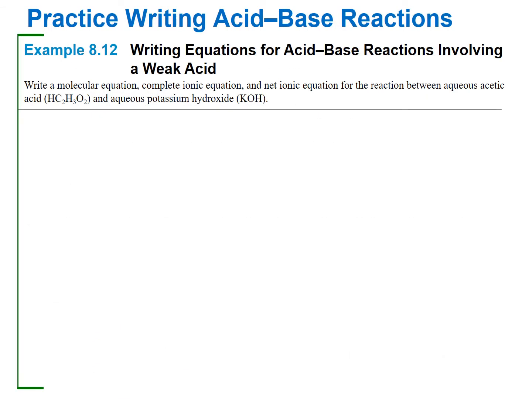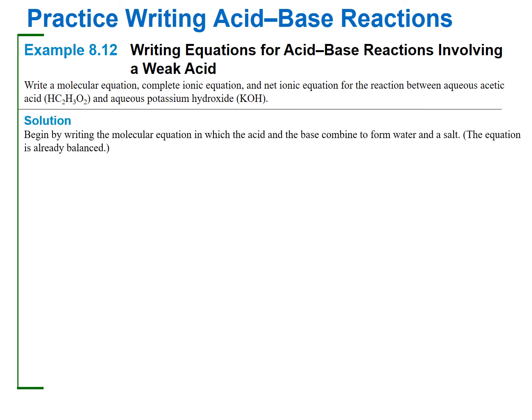So let's take a look at example 8.12. We want to write the equations for this acid-base reaction involving acetic acid and potassium hydroxide. So the first thing we want to start off doing is writing the molecular equation. So we're going to write our acetic acid and our potassium hydroxide. And our potassium is going to hook up with the acetate, and the hydrogen is going to hook up with the hydroxide. So we're going to end up with water and potassium acetate. So that is the first thing that we're going to do.